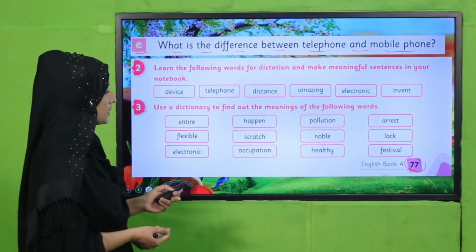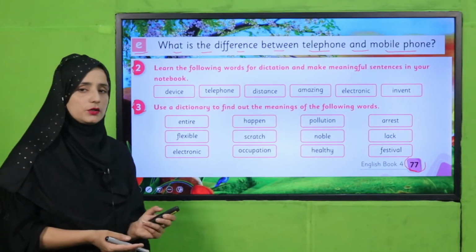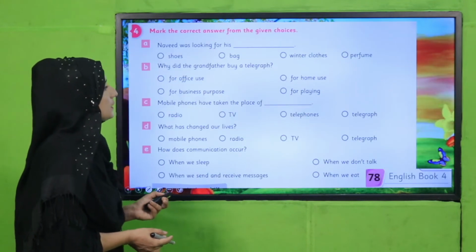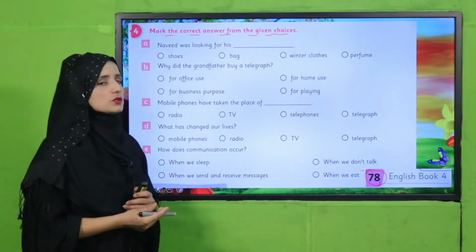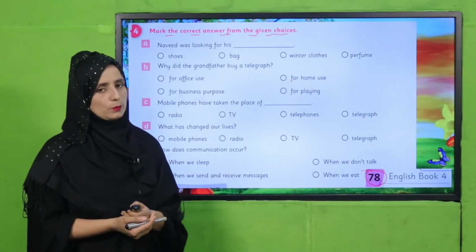Excellent way. I hope you have done it. These all questions you had to do in your notebook. Yes, in the book you have to solve on page number 78, question number 4. Mark the correct answer from the given choices. These MCQs questions are there, multiple choices there. You will do this question in your book.